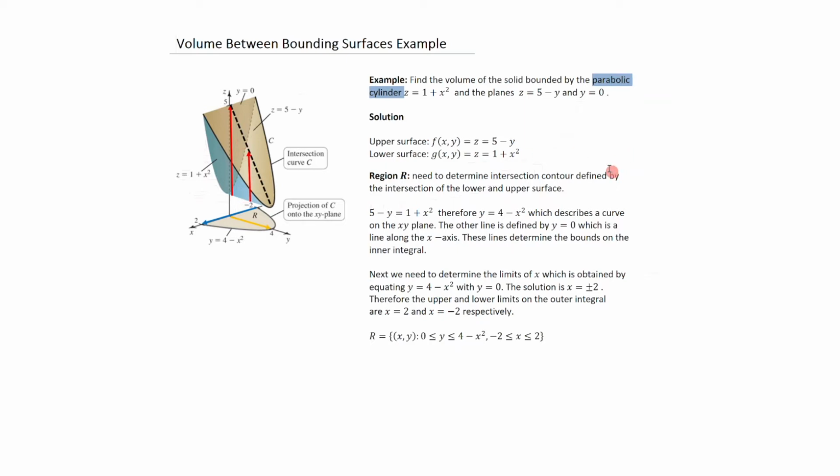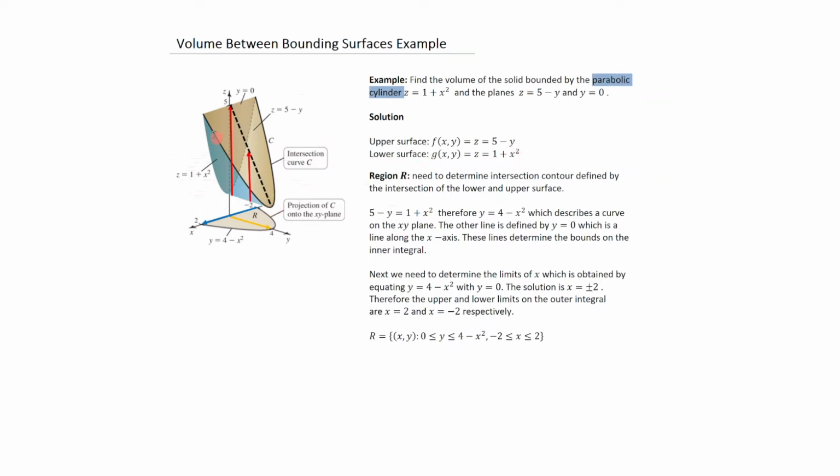So if we look at this now in terms of the problem, what is the upper surface and what's the lower surface? Well, the upper surface basically is this surface that you would see here, which is z equals 5 minus y. And the lower surface would be this parabolic cylinder, which is 1 plus x squared. Notice that this is larger than this, and that this is a point at which the intersection takes place, and of course we'll need to know that.